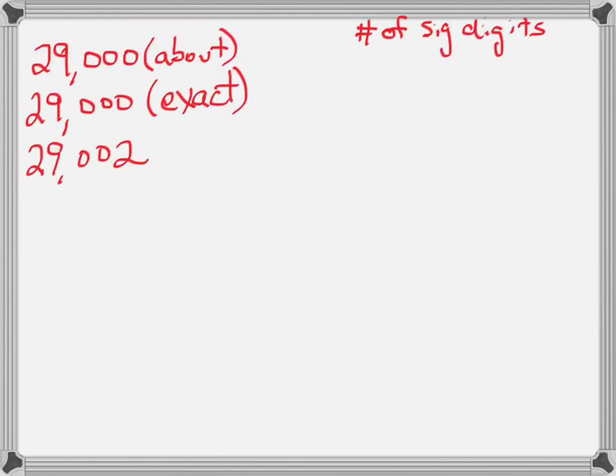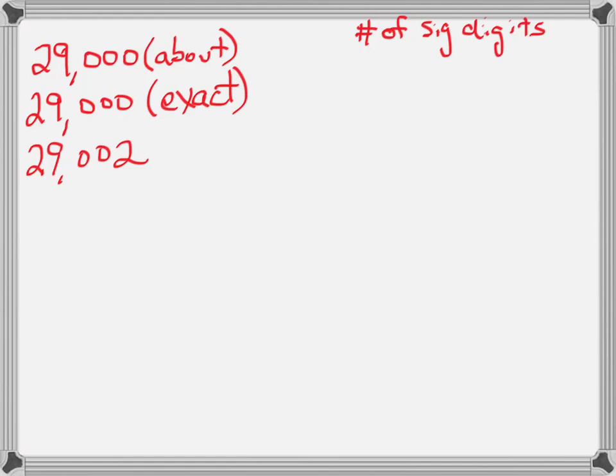So let's determine the number of significant digits in some of these values we've just discussed. I have 29,000 feet, and that's where it's about 29,000 feet, i.e. you stood at the bottom of the mountain, looked up and said, it's about 29,000 feet. The next number is 29,000 feet exactly, and then the last one is the 29,002, which sounds more precise than the first two, even though necessarily it may not be.